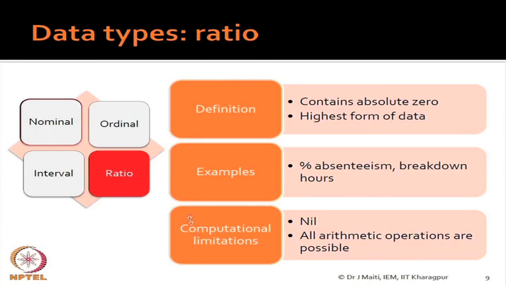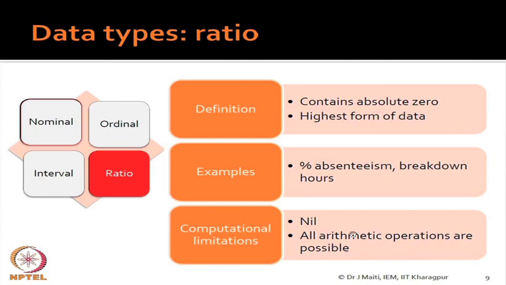So, ratio data contains absolute zero and is the highest form of data. An example is the absenteeism breakdown hours that I have shown earlier, and there is no computational limitation: all arithmetic operations are possible here.